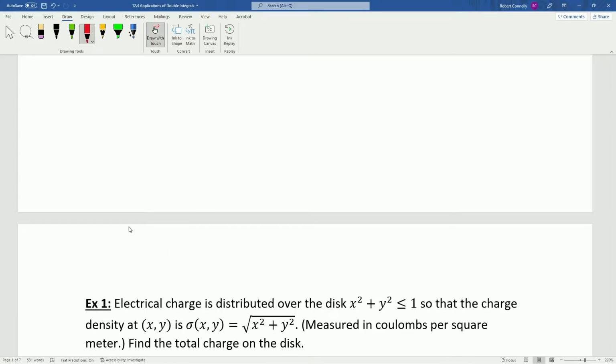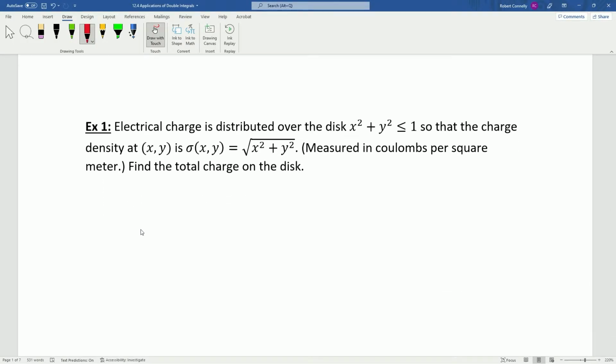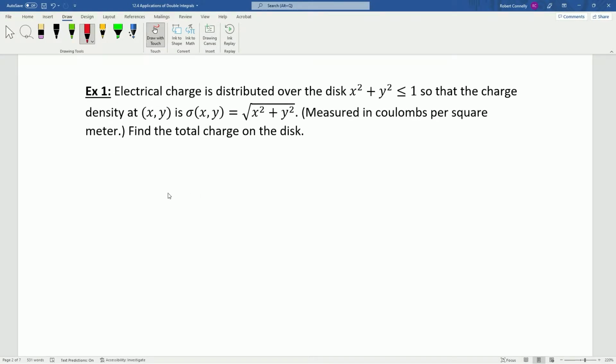All right, so let's move on to an example here. Electrical charge is distributed over the disk x squared plus y squared is less than or equal to 1, so that the charge density at (x, y) is the square root of x squared plus y squared. Find the total charge on the disk. Okay, so the total charge is just going to be given by the double integral over the region of the square root of x squared plus y squared dA.